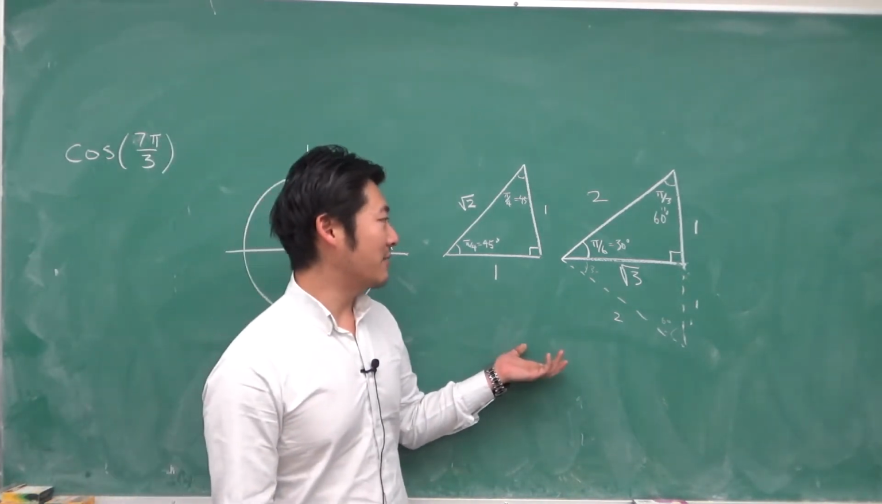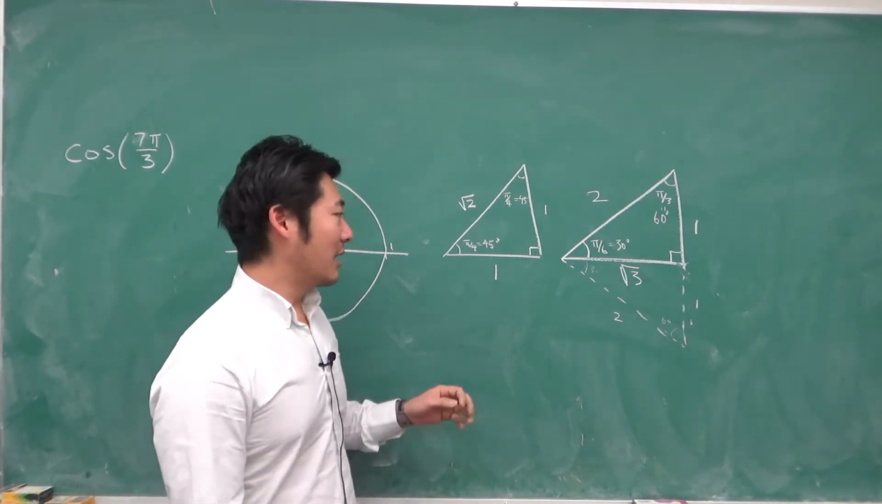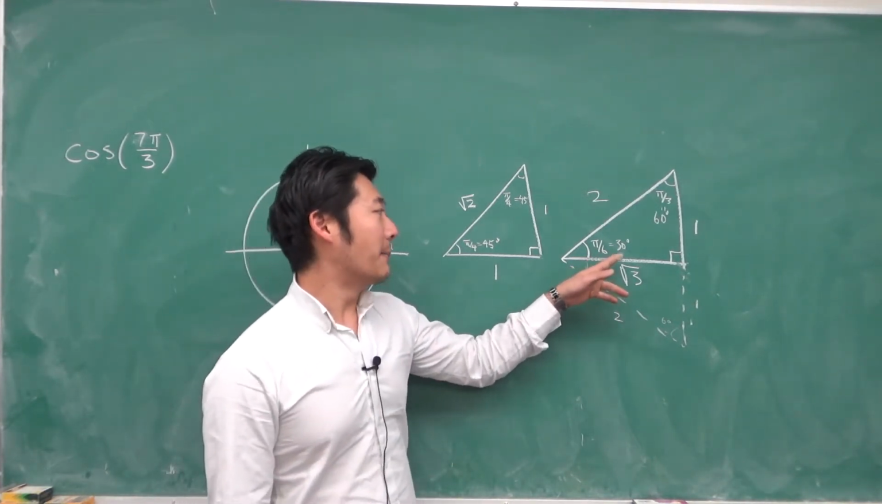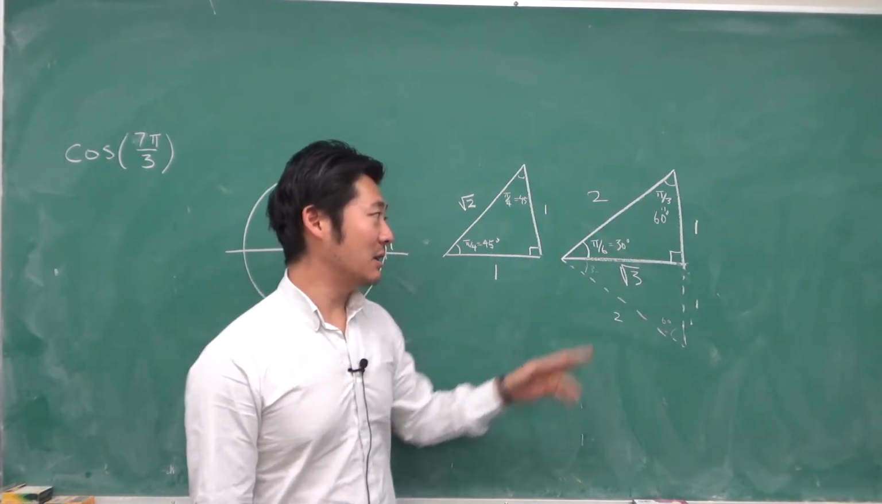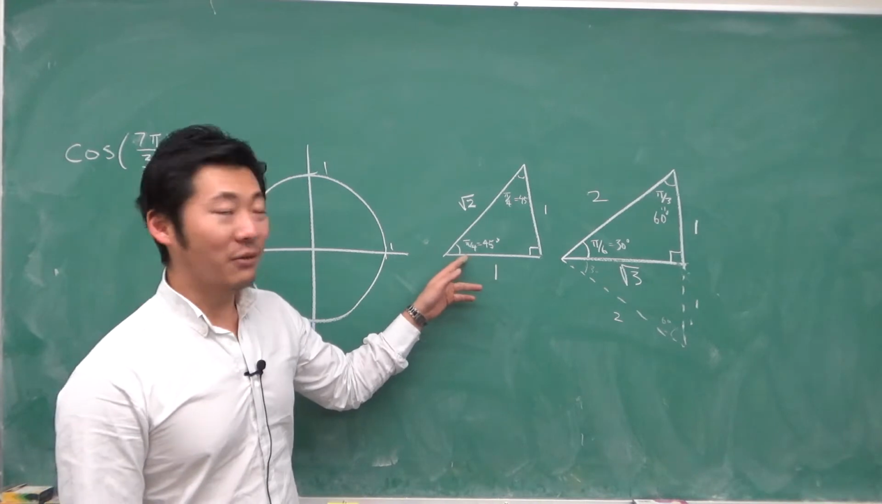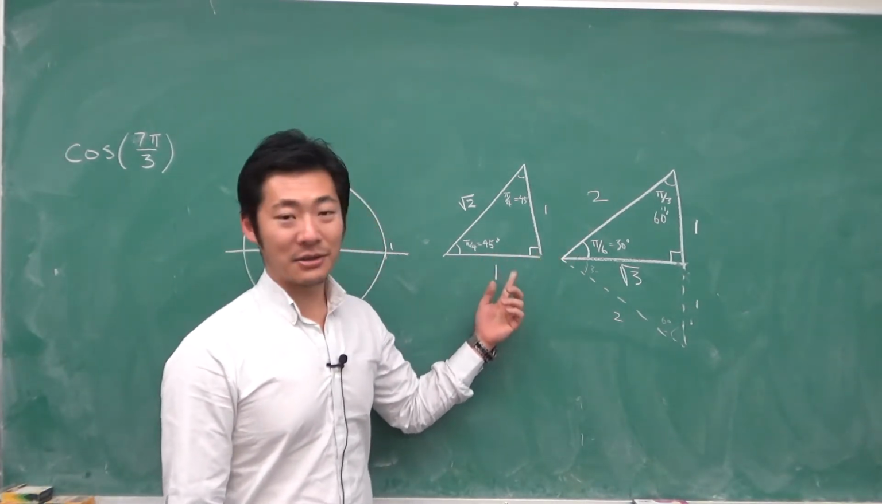So the ones we can find are when it's either 0 or 90 degrees, and also if it's pi over 6 or pi over 3, which corresponds to 30 degrees and 60 degrees, or pi over 4, which is 45 degrees. And that's because it forms these special right triangles.